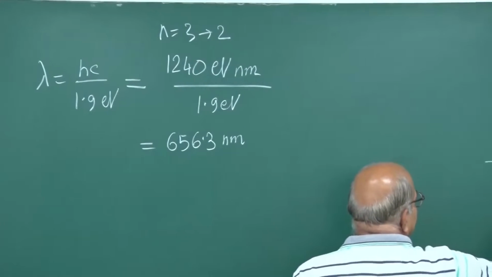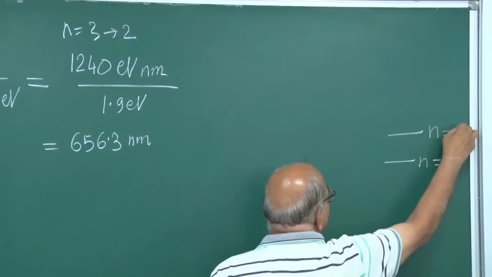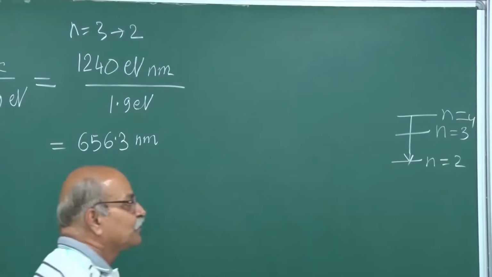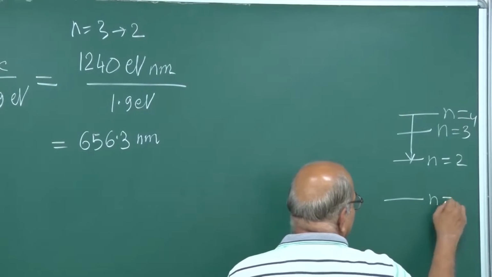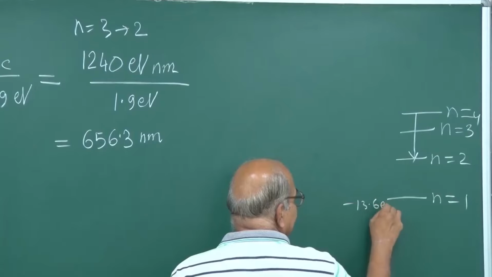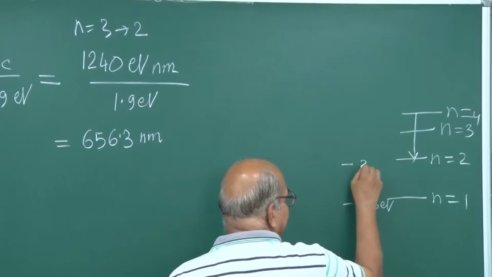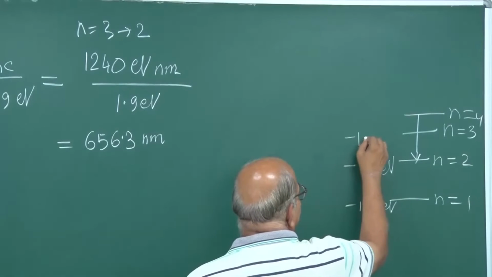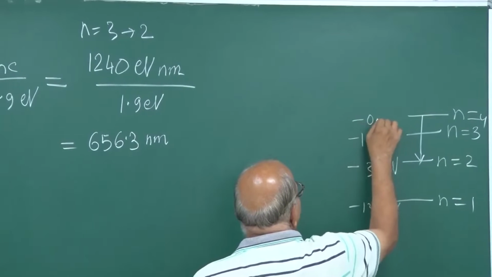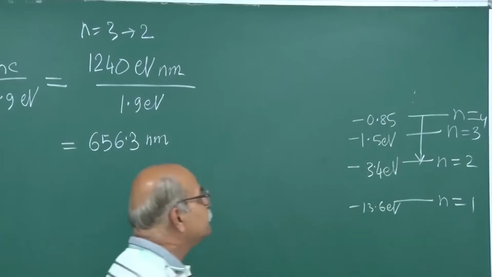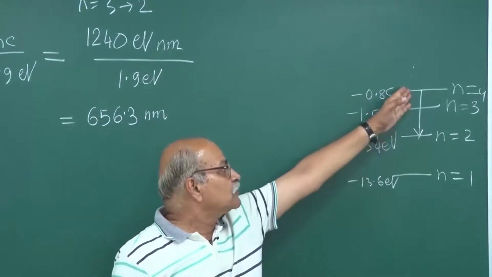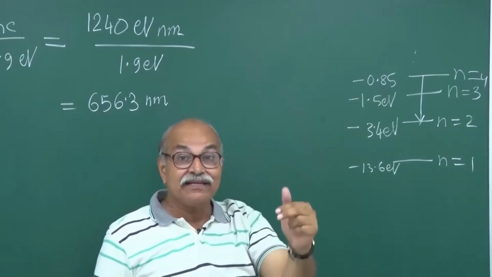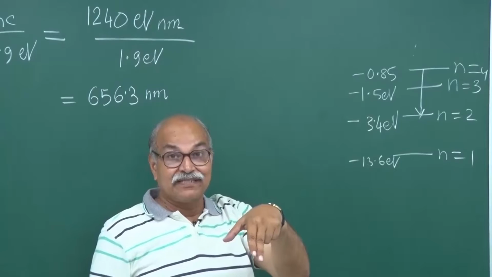If you have the transition n equal to 4 to n equal to 2. So n is equal to 1, you remember this is minus 13.6 eV, this was minus 3.4 eV, this divided by 4, and this was minus 1.5 eV, and this is minus 0.8 eV, and so on. So you can work out, if it goes from n equal to 4 to n equal to 2, how much will be the wavelength. That matches exactly with that second wavelength which is emitted.